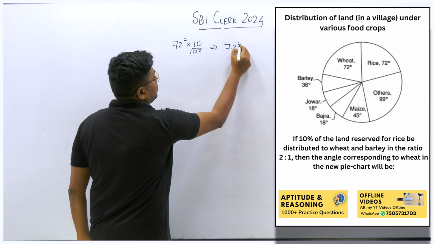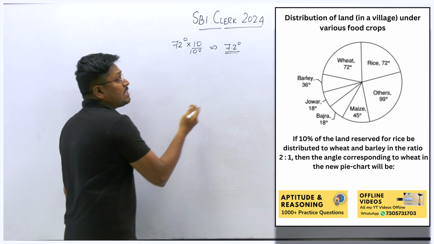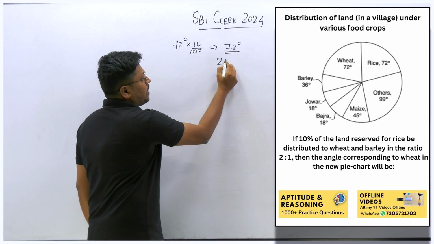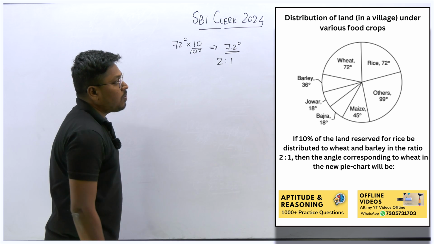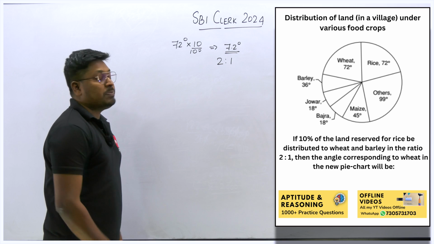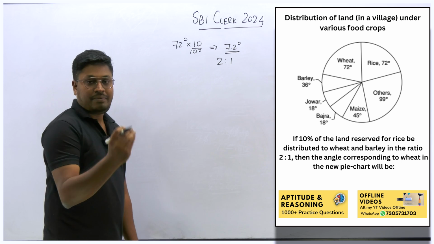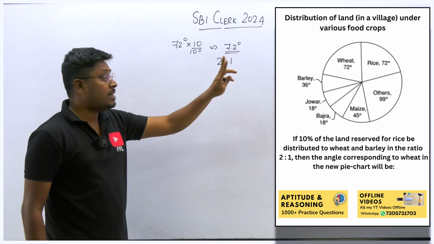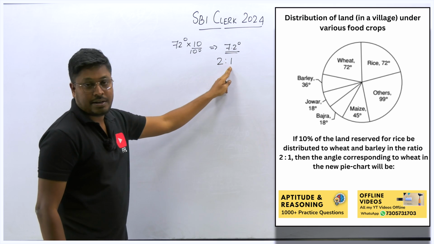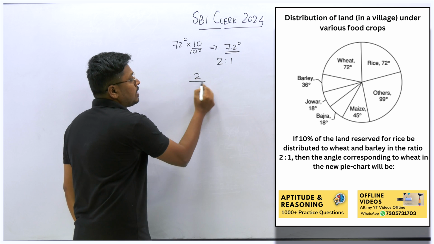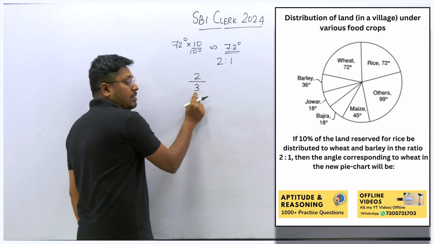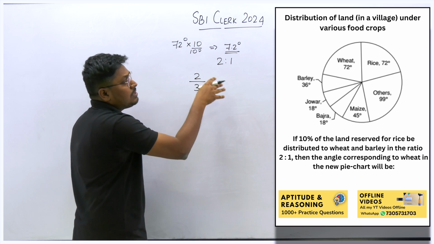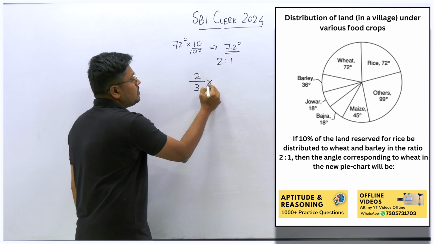So 7.2 degree, this area has been distributed to two parts, that is for wheat and barley in the ratio 2:1. So now our target is to find what is the new angle that corresponds to wheat. So our target is to find for wheat, right? So this 7.2, this area has been splitted to wheat and barley in 2:1 ratio. So wheat is how much? 2 part. Total part is how much? 3. So out of total 3, out of this 7.2, 2 part is given for this land which corresponds to what? Wheat. So 2 by 3 into 7.2.